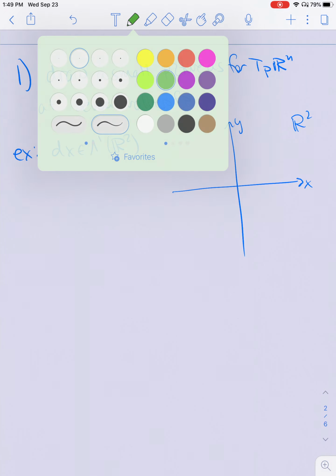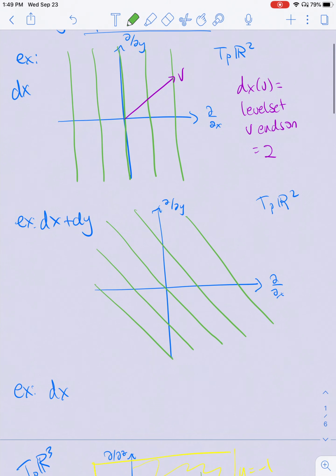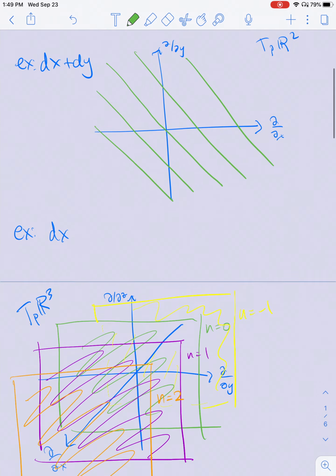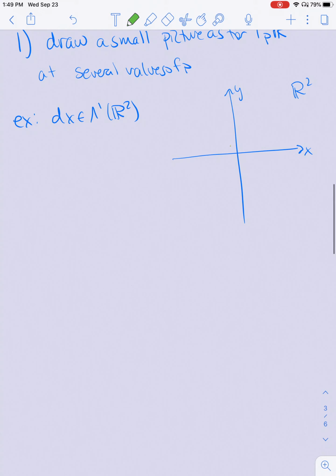I'm going to draw my little picture for dx, and I'm going to draw it at a bunch of different places. So I'll draw it at the tangent space to (0,0), the tangent space to (0,1), (0,-1). I'll just draw it wherever I want. And your book also suggests that you put a little arrow indicating which direction the level sets are increasing. So I'll put a little arrow pointing to the right everywhere because I know that the function x increases to the right.